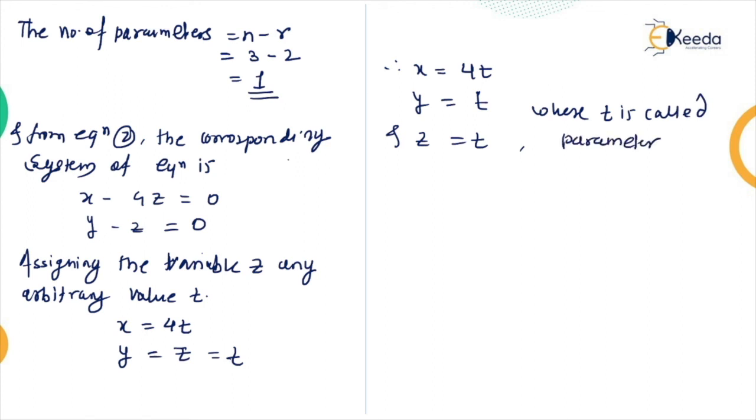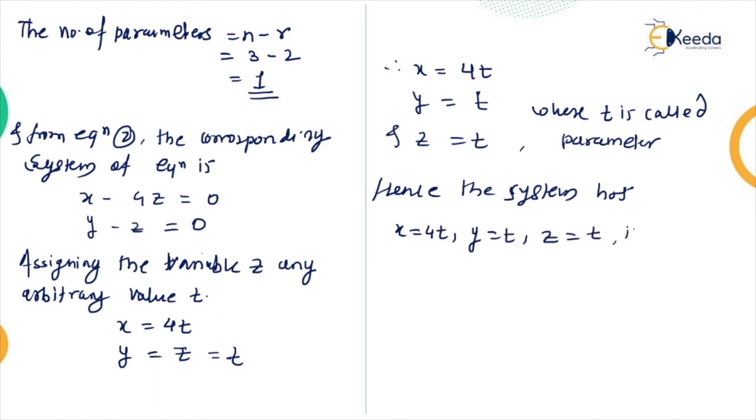So I am taking only one parameter, because only one parameter is allowed, and hence the system has infinite solutions, with x equal to 4t, y equal to t, and z equal to t. That is, it has a non-trivial solution.